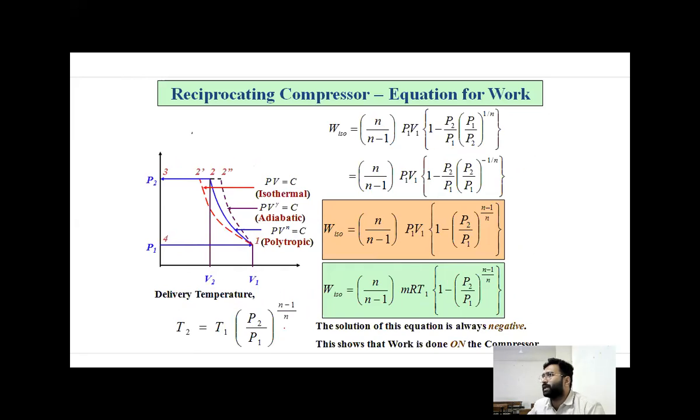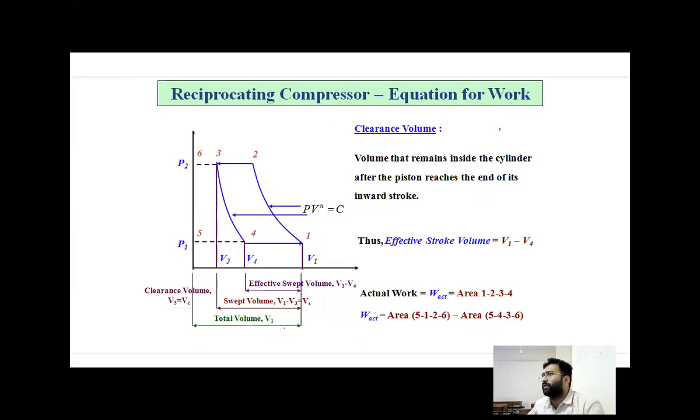In the case we saw earlier, there was no clearance volume. Now this case is with clearance volume and this is its PV diagram.